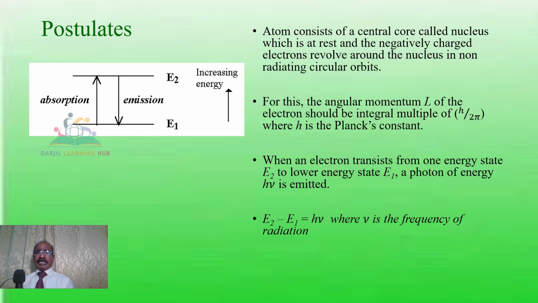The second postulate is, suppose an electron jumps from a higher energy level to a lower energy level, say from E2 to E1, the difference in the two energy levels will be emitted as the radiation h nu, where nu is the frequency of radiation.